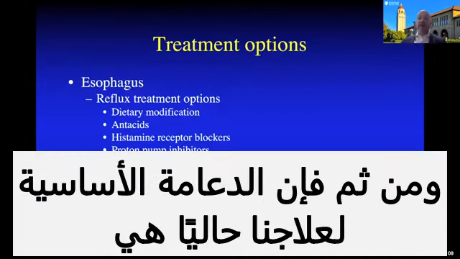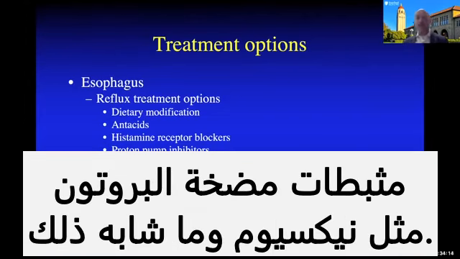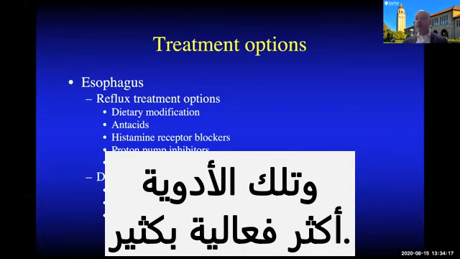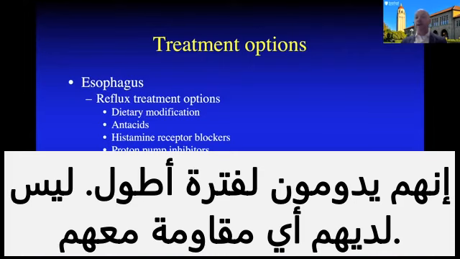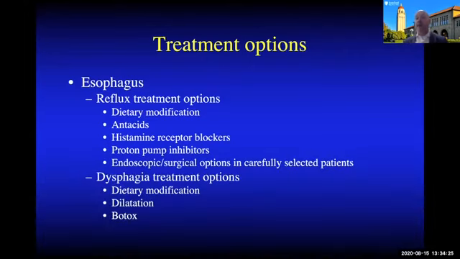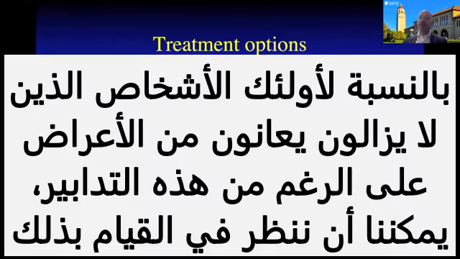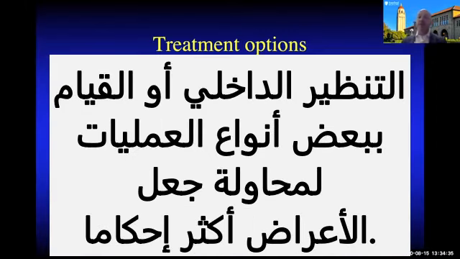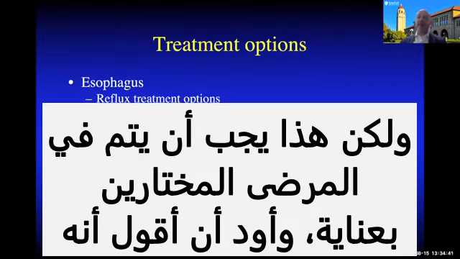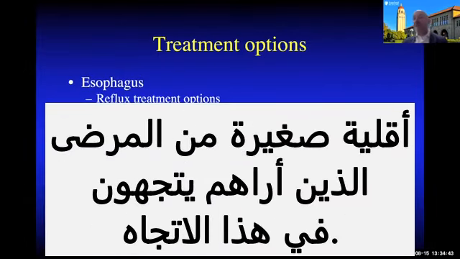And then the mainstay of our therapy are currently the proton pump inhibitors such as Nexium and such. And those drugs are much more effective. They last longer. They don't have any resistance with them, but they are much more expensive as well. For those people who still have symptoms despite those measures, we can look at doing endoscopies or doing types of operations to try and make the sphincter more tight, but that really has to be in carefully selected patients. And I'd say it's a small minority of the patients that I see that go in that direction.